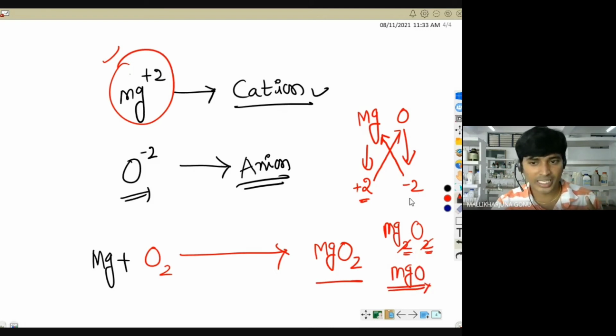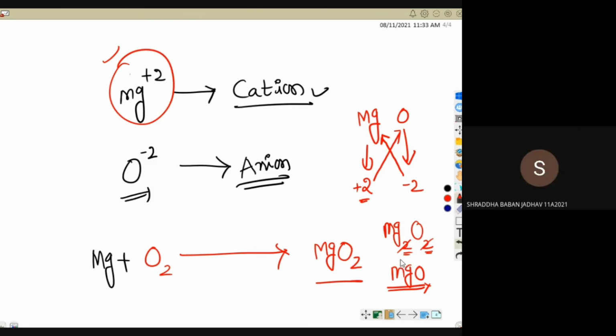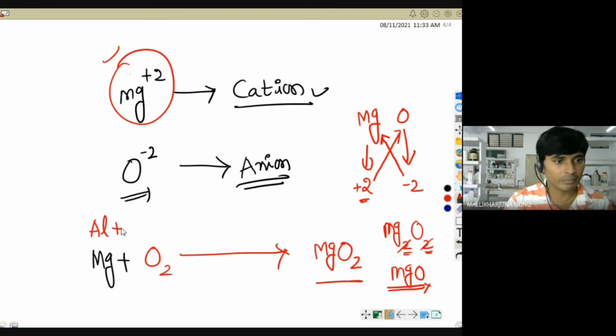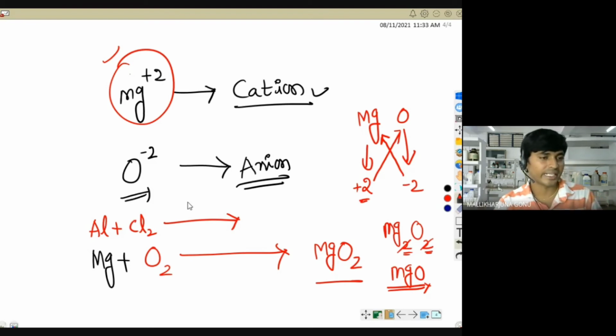Is it clear now, Shraddha? Why is it MgO and not MgO2? Yes, sir. These things should be in your mind. Okay, another one I give, and all of you should tell me: aluminium plus chlorine. If these two are reacting, what will be the product? Write the product and raise your hand. I want answers from the newly joined students. When aluminium reacts with chlorine, what is the product here?